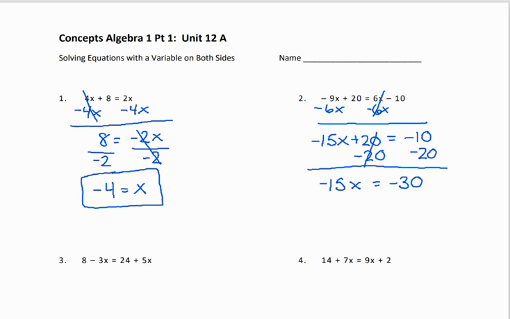And what would be my last step? Dividing. Very good, Max. Right? It's saying negative 15 times x. So to get x alone, we have to undo by dividing by negative 15. Those negative 15s cancel, and I'm left with x equals a negative divided by a negative is a positive, and 30 divided by 15 is 2. So x equals 2.